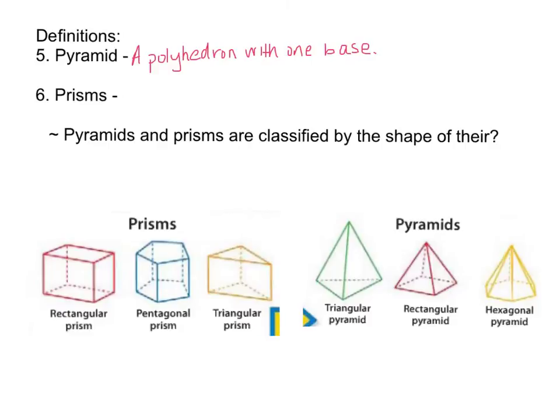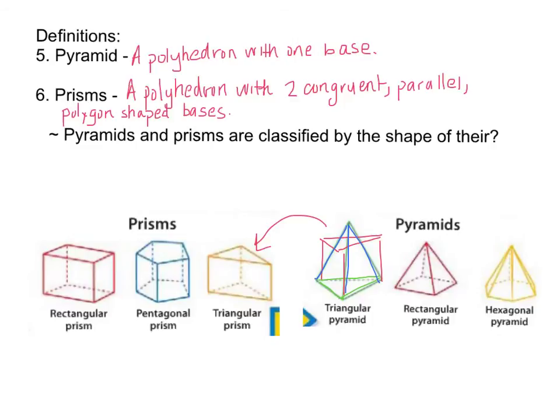So if we look at this pyramid here, the base would be a triangle, but you will notice that we do not have another triangular base opposite it. If we did, it would look like this and be a triangular prism. But since we don't have another triangular base there, this instead fits the definition of a pyramid.